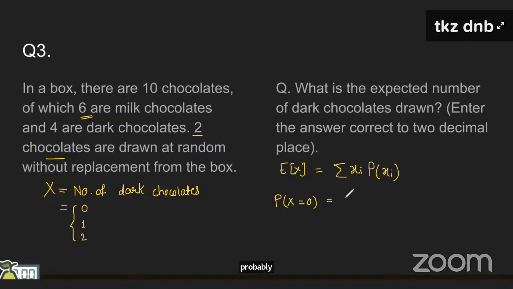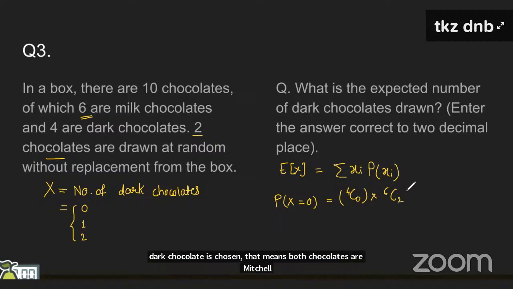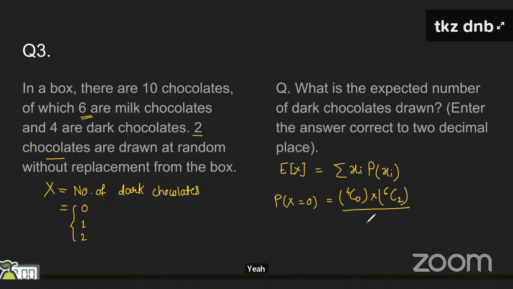4C0 into 6C2 divided by 10C2. So P(x = 0) will be... 0 means there is no dark chocolate. So 4C0 multiplied by, if 2 chocolates are drawn and no dark chocolate is chosen, that means both chocolates are milk chocolate. So it will be 6C2 divided by 10C2.